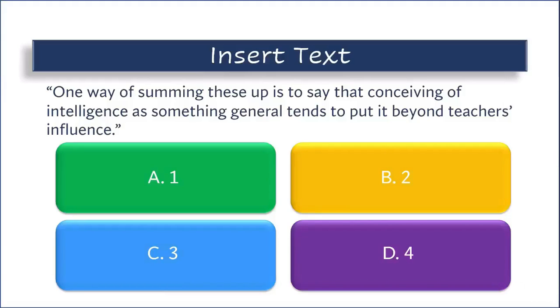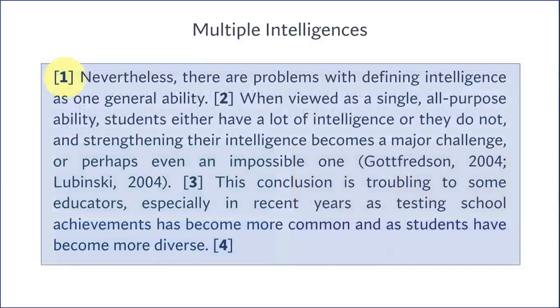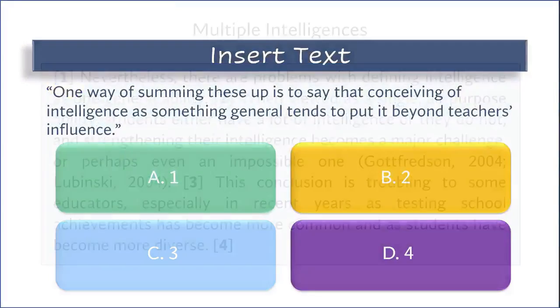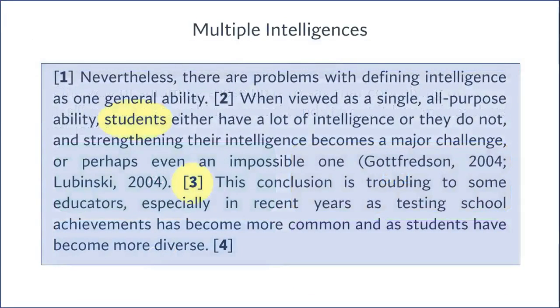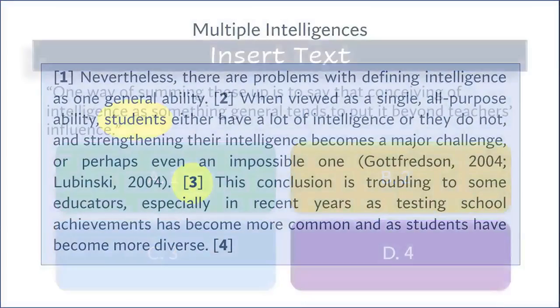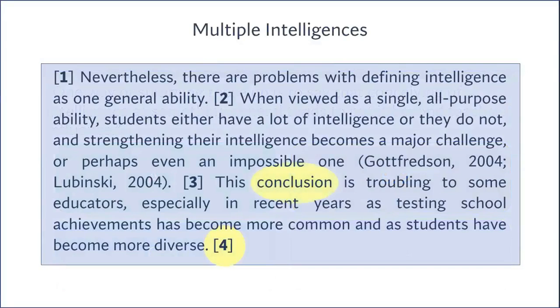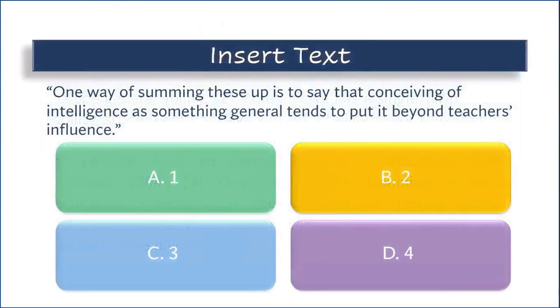The key word is these. What does this refer to? What could be summed up? A is incorrect because there is not yet anything for these to refer to, and there is nothing to sum up. C is incorrect because these would have to refer to students. Students cannot be summed up. D is incorrect because these would have to refer to conclusion. Because conclusion is singular and these is plural, one cannot refer to the other. The correct answer is B.